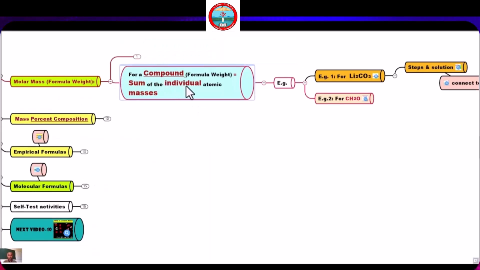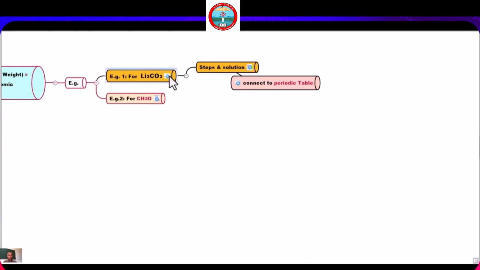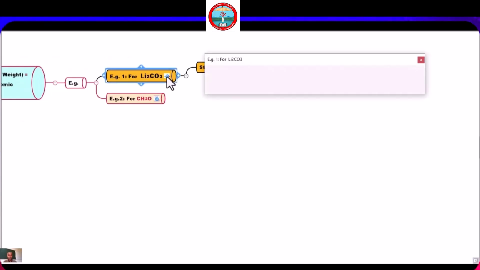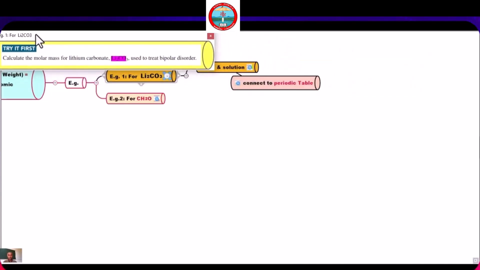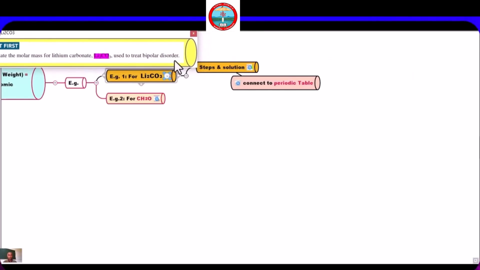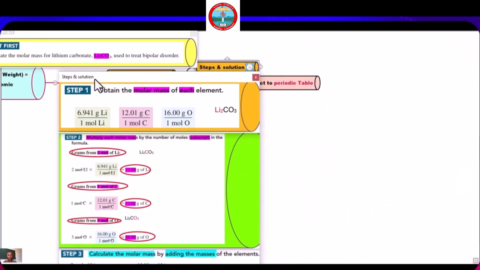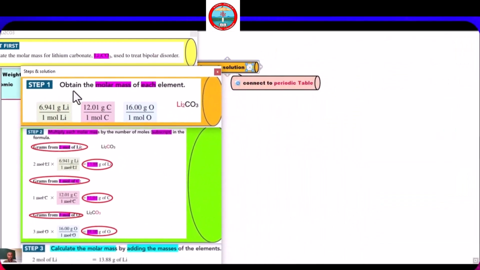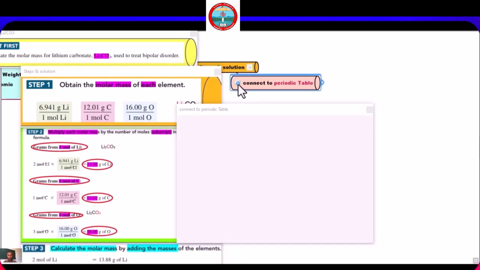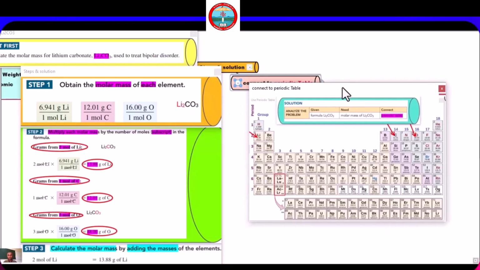Example: if you are asked to calculate the formula weight of lithium carbonate, how can we calculate it? The formula weight of lithium carbonate can be calculated in this way. Step 1 is to obtain the molar mass of each element from the periodic table. Go to the periodic table and obtain the molar mass of each element. The molar mass for lithium is 6.94, for carbon is 12.01, and for oxygen is 16.00.